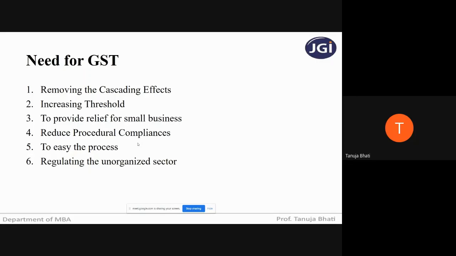The GST department can in no time catch hold of people who are doing fake billings and fake invoices. Therefore, there is a lot of regulation happening in even those sectors which were unorganized earlier. So, is this clear? What was the need for bringing GST into picture? Yes, students? Yes, ma'am.